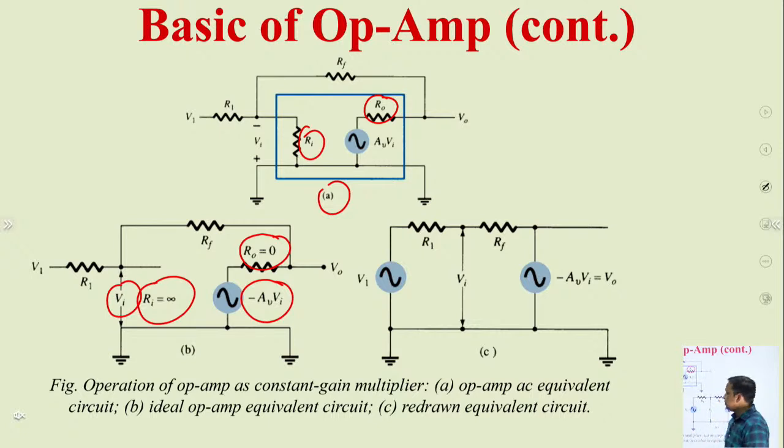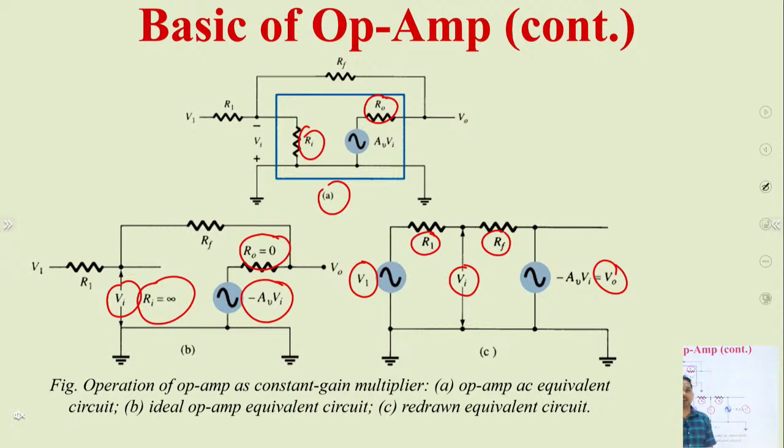If we further simplify this circuit, if we stretch it, we can see that R1 and RF appear to be in series. We represent this as VI, here we have V1, and at the output side we have V0, which is nothing but minus AV multiplied by VI. So our aim is to find the ratio V0 by V1.